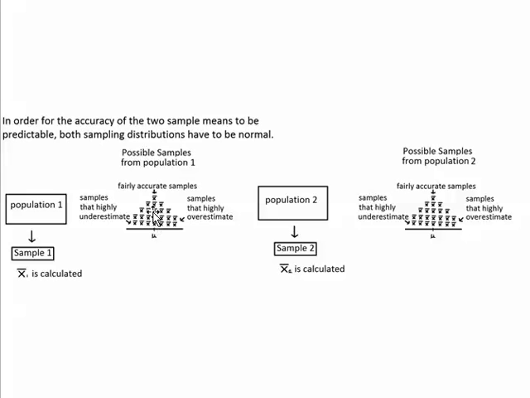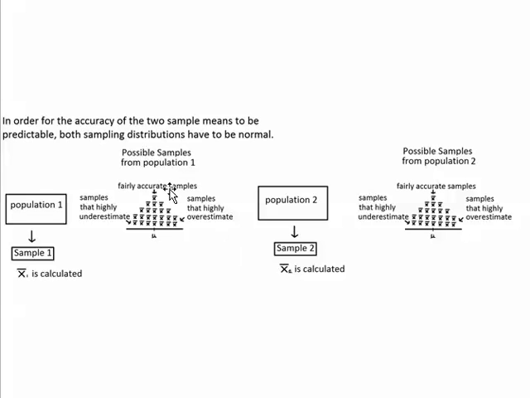if this sampling distribution is normal, then the mean of sample 1 is likely to be one of these accurate sample means in here, and it's a lot less likely to be something way too low down here or something way too high up here. I'm more likely to get an accurate sample mean than to highly underestimate or highly overestimate the mean of population 1. Also, if this sampling distribution is normal, the mean of sample 2 is likely to be one of these accurate sample means. I'm not likely to highly underestimate the mean of population 2 down here, or to highly overestimate the mean of population 2 way up here.